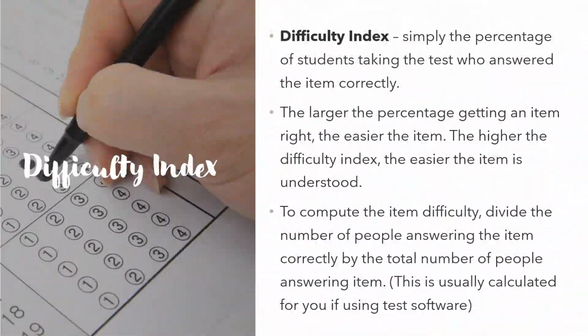Next, the difficulty index. That's simply the percentage of students taking the test who answered the item correctly. The larger the percentage of getting an item right, the easier the item. The higher the difficulty index, the easier the item is. Now, you can compute that by hand, but it's usually calculated for you when you're using test software.